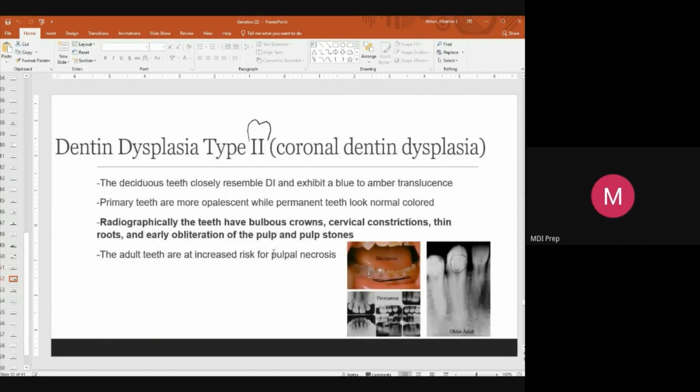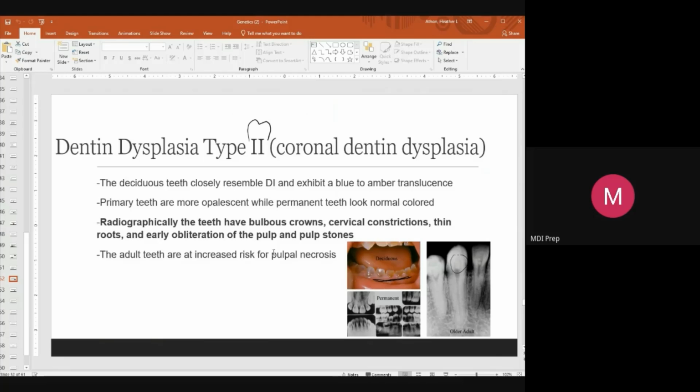Okay, so dentin dysplasia type 2. This one is called coronal dentin dysplasia. For these ones, you can see in this top picture here, it has this kind of brownish coloration to it. The primary teeth are more opalescent, but the permanent teeth will actually look more normal colored. Radiographically, the teeth will have these big, giant bulbous crowns, these really skinny cervical constrictions that makes them a little bit more bulbous, really thin, skinny roots, and then early obliteration of the pulp.